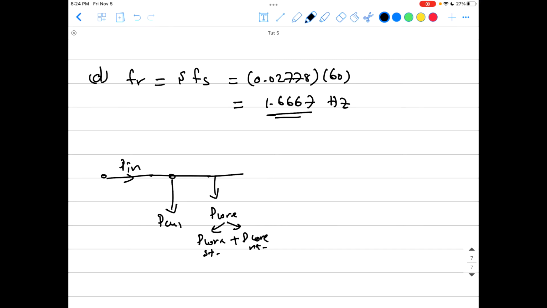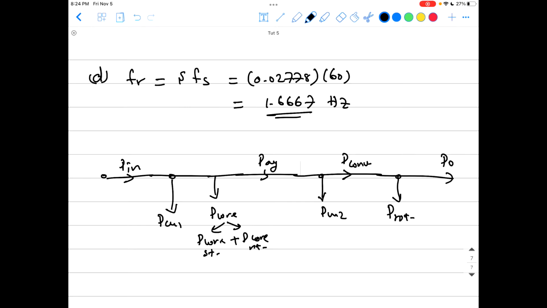They are combined together, like I said before. The rest is the air gap power, the power crossing the air gap towards the rotor. You lose P copper in the rotor, and the rest is your P converted, and you keep losing the rotational losses, and then the output power here. That's why I'm saying that.